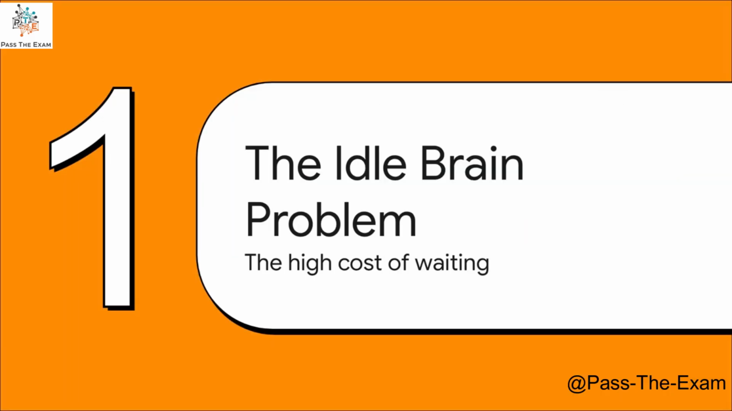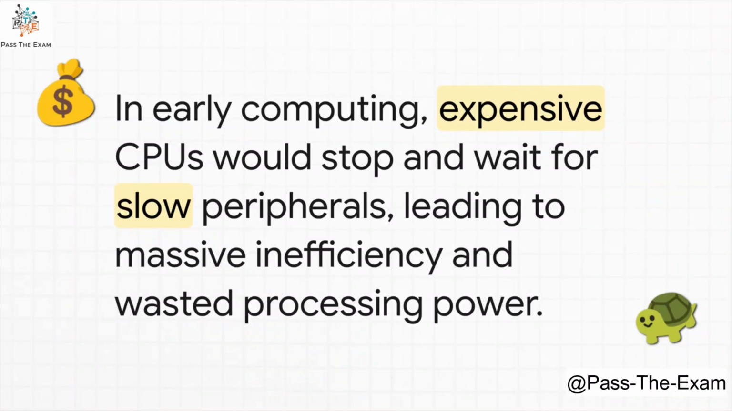Okay, so our story kicks off way back in the early days of computing with a really expensive problem, a super powerful brain that was just sitting around doing nothing. So picture this. You have this ridiculously powerful and expensive brain, the CPU, that can just blaze through calculations. But here's the catch. It spent most of its time just waiting. Literally just sitting there twiddling its digital thumbs for a super slow printer or punch card reader to do its thing. It was like owning a Formula One race car, but only ever driving it in a traffic jam. A huge, colossal waste of power.